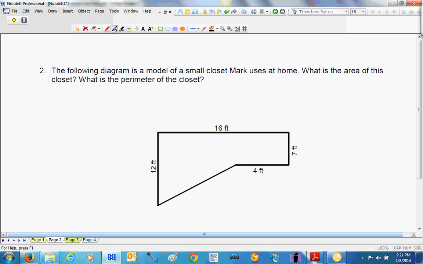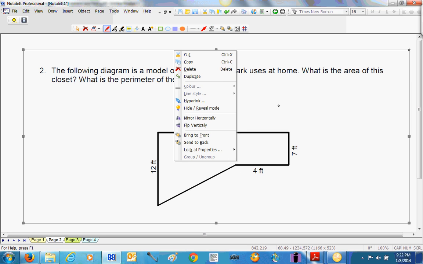So here we have a particular diagram, and it says the following diagram is a model of a small closet Mark uses at home. So what is the area of this closet? So what we need to do now is take a look at our formulas and first try to determine what it is that we have. Now again, I am going back to where I was from the beginning. I know I'm going to have a triangle in here.